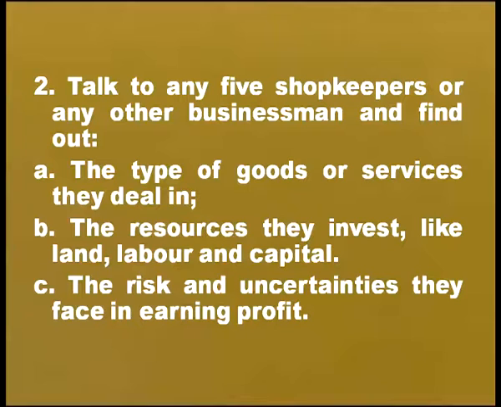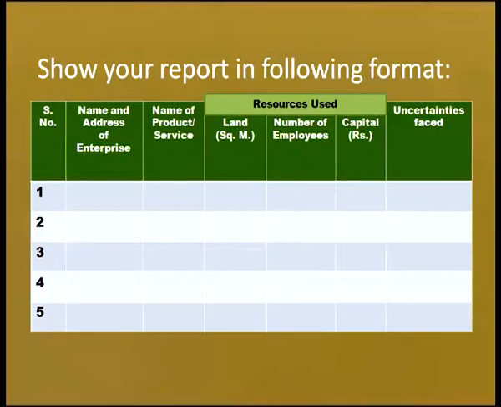Another report. Talk to any 5 shopkeepers or any other businessman and find out the type of goods or services they deal in, the resources they invest like land, labor and capital, risk and uncertainties they face in earning profit. Show your report in this format, that is serial number, name of the enterprise that you have visited, name of the product or service that they are engaged in, and how much land is required or used by that particular organization, and number of employees, then capital and uncertainties they have faced.